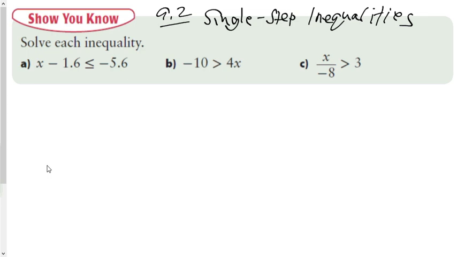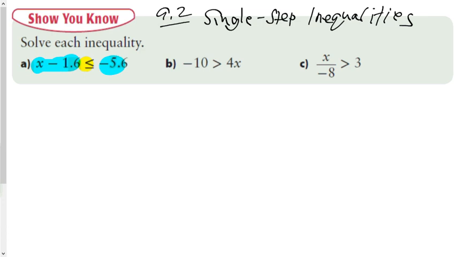In question A, we have what number, when you take away 1.6 from it, the value of that expression will be less than or equal to negative 5.6. If you stop to think about it for just a second, there are infinite values that x can be, that when you substitute a number into x, that value can be less than or equal to negative 5.6. But not all of the values will work.